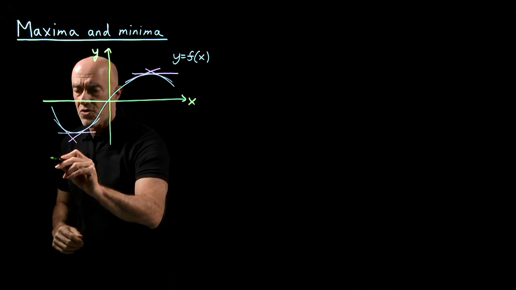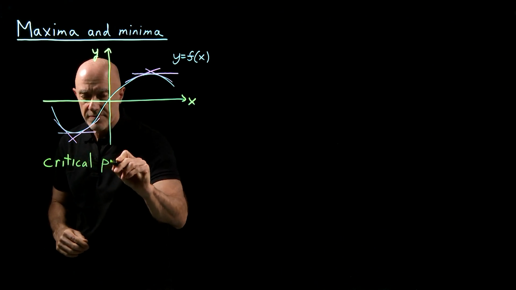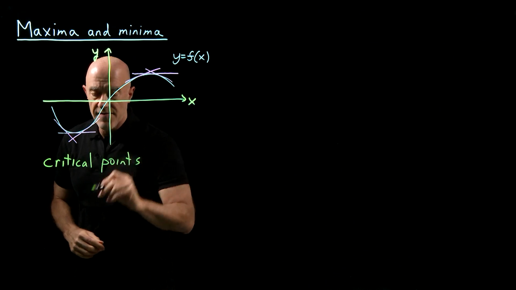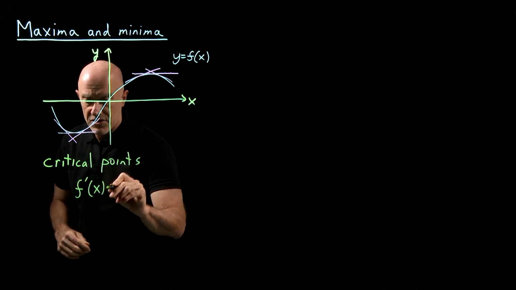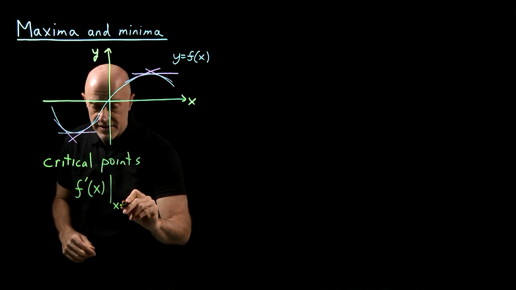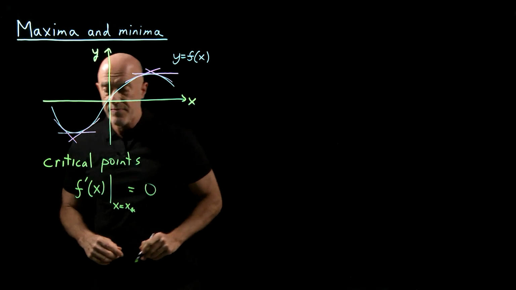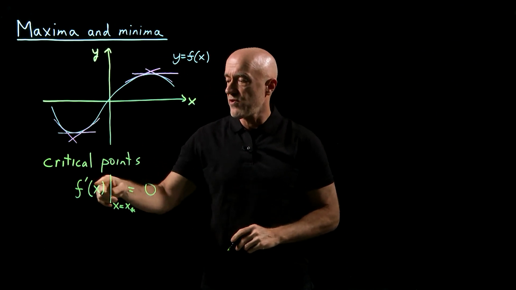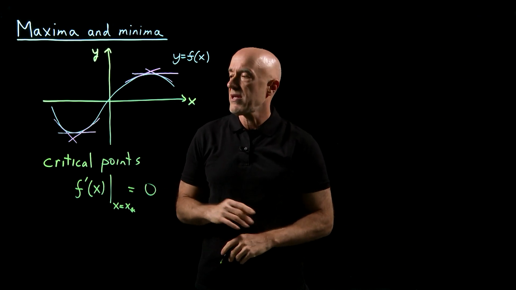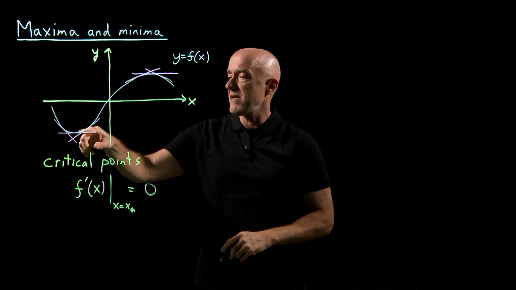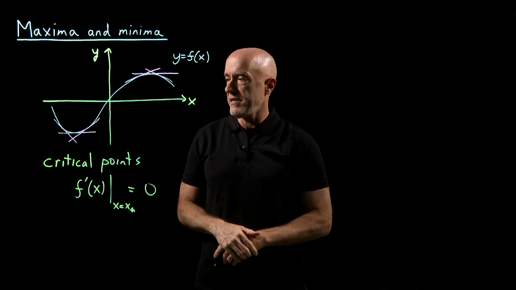So we define what's called the critical points of a function. The critical points are the values of x where f prime of x, let's call those values x equals x star, is equal to 0. So the places where the derivative of the function is 0 are called critical points. And if the function has a local minimum or a local maximum, those will occur at critical points.